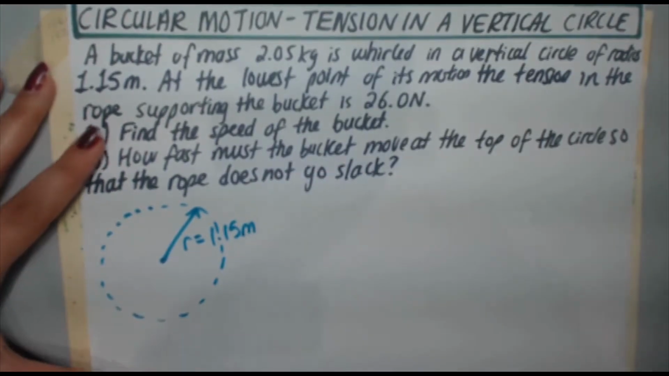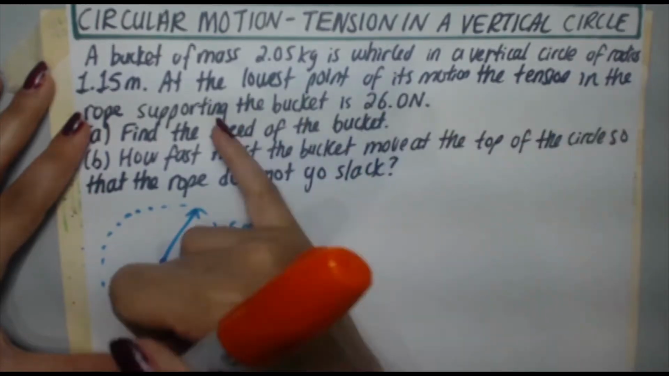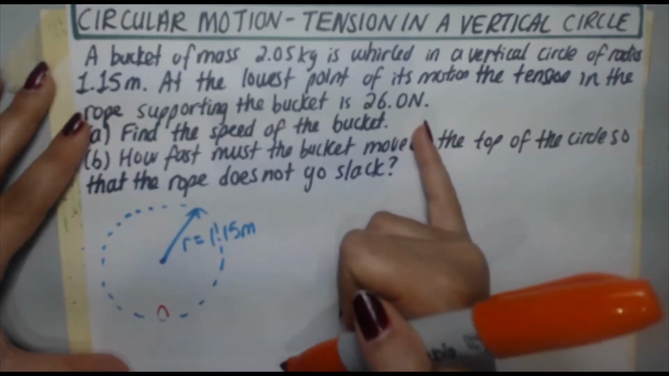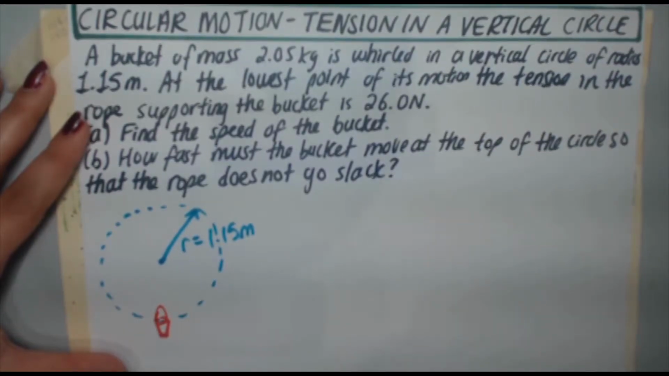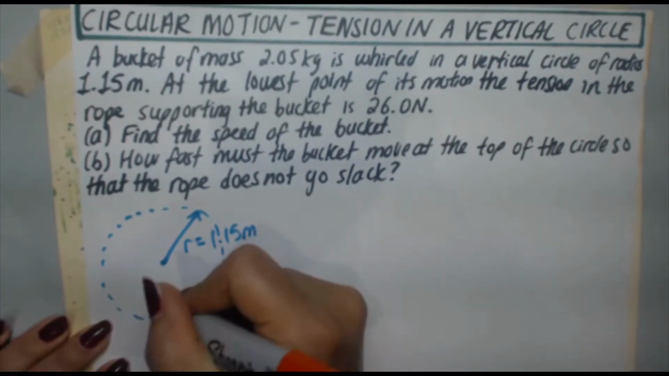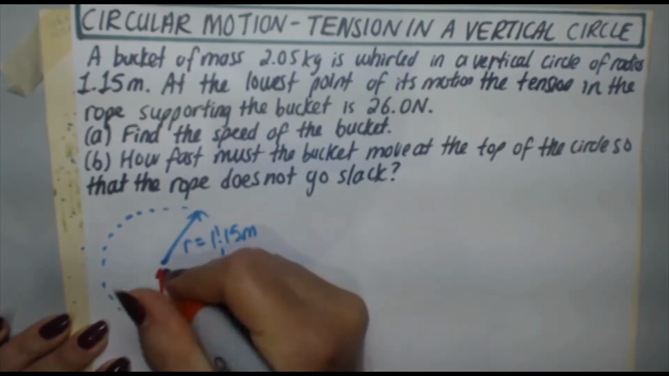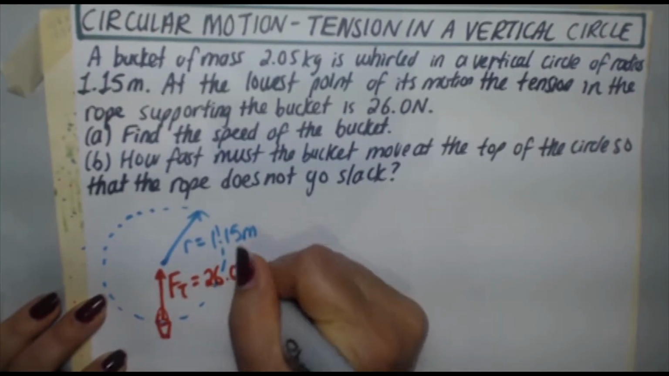Now, I've got a bucket being spun in the circle, right? So for part A, we're told that the tension is 26 newtons at the lowest point of its motion. So I'm going to draw this bucket at the lowest point in its motion. And apparently the tension at that point is 26 newtons. Now, because it's attached to a string, the tension is going up. So Ft equals 26.0 newtons.